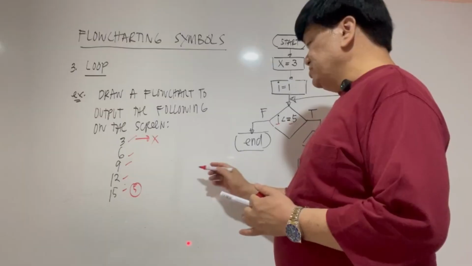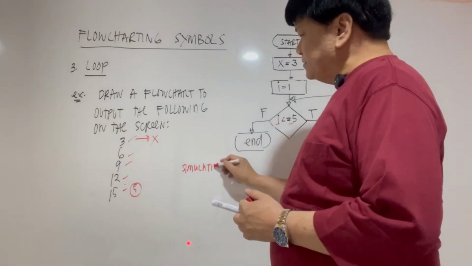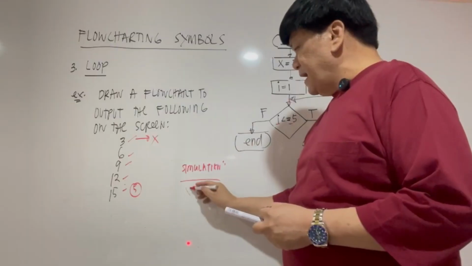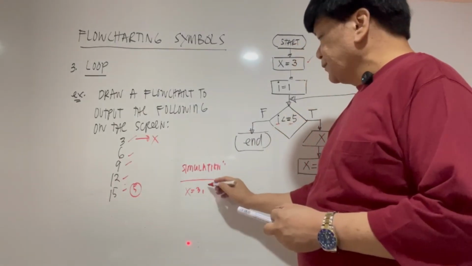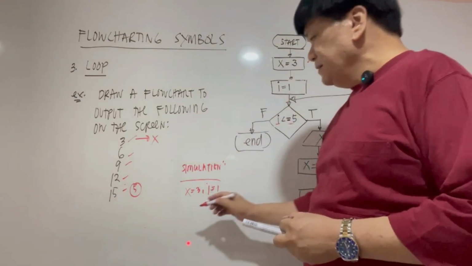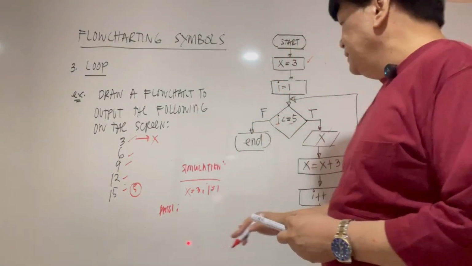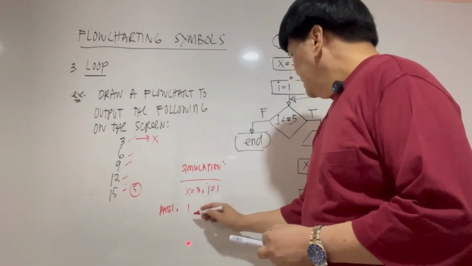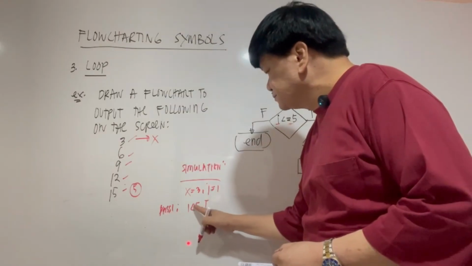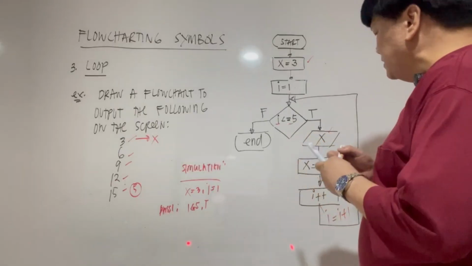Let us do the simulation for this flowchart. So let us simulate to test also whether our flowchart is correct. So we can have x is equal to 3, I is equal to 1. Then we proceed to this testing. Let's say that will be your first pass or pass 1. That is just labeling. So I is 1, is it less than or equal to 5? So that is true. So meaning we go to this side, output the value of x.